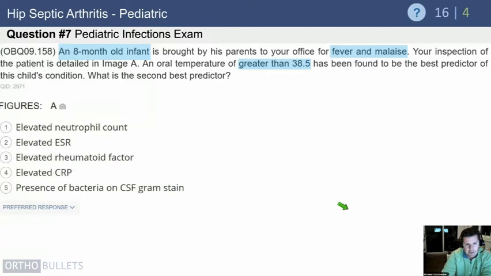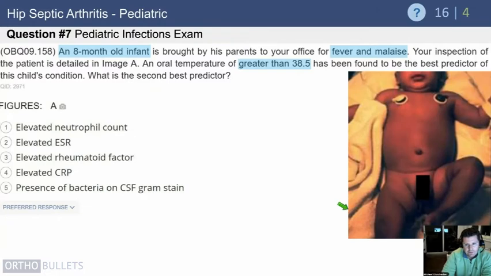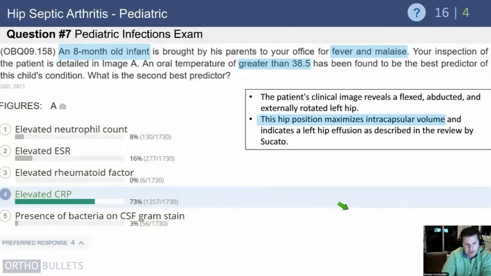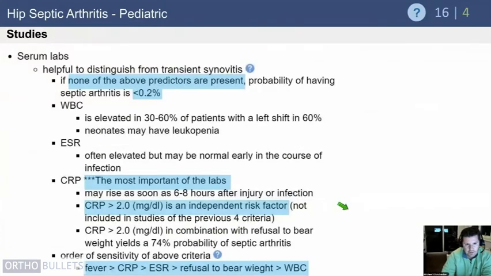So this is an 8-month-old infant, has fever and malaise. They have an x-ray that we'll see in a second, and they have a temperature greater than 38.5. What has been found to be the best predictor of this child's condition? So this is the picture. He's got the flexed, abducted, externally rotated hip, just like we talked about before. And this is sort of what I talked about being the next paper. So CRP is actually the best predictor outside of those first 4 criteria. And the test questions will sort of fall in those 2 camps. So we'll talk about that in a minute.